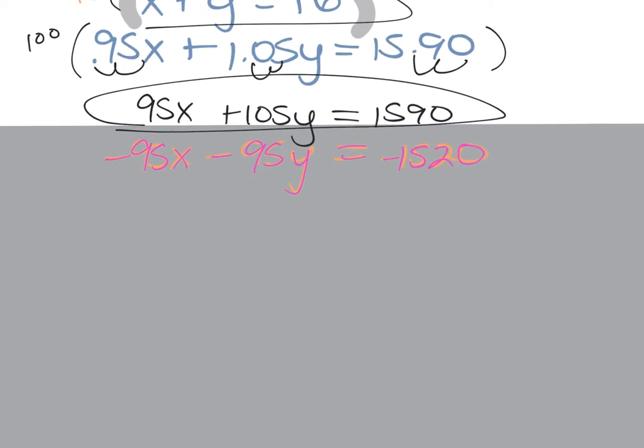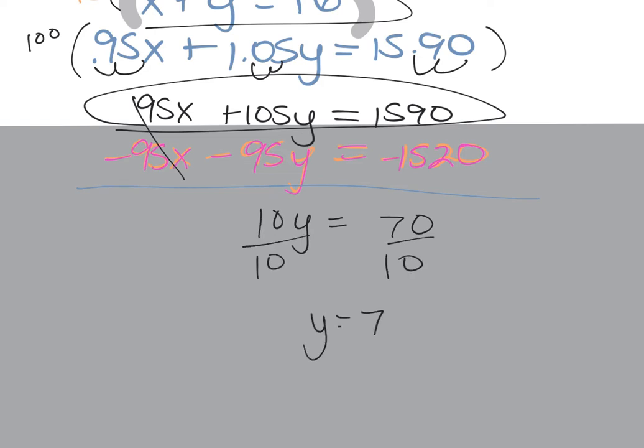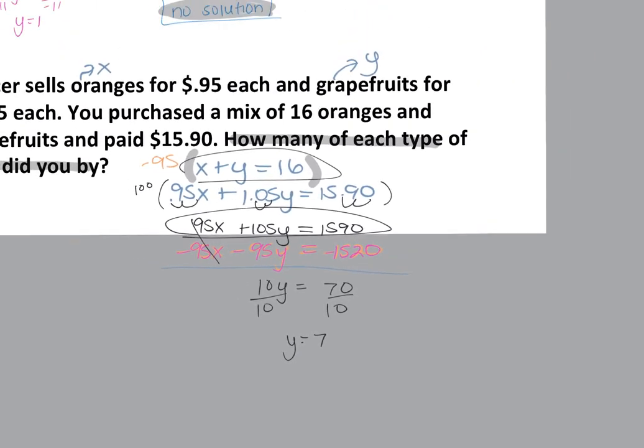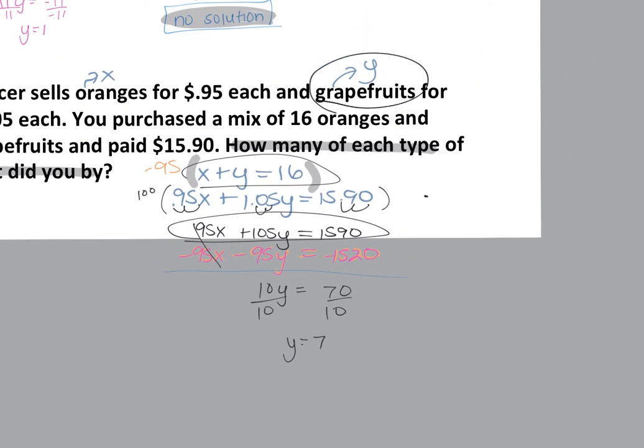So then I'm going to combine these. These cancel. I'd get positive 10y equals 70. Divide both sides by 10, and y equals 7. That's how many. Y was our grapefruits. So 7 grapefruits. And then if there's 16 total, 16 minus 7 tells you that there's 9 oranges.